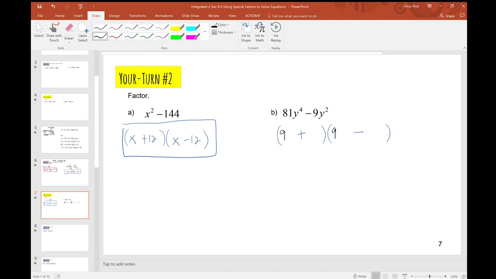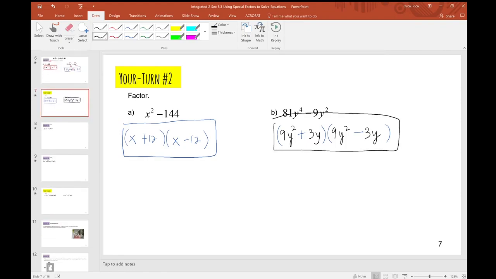What about y to the fourth power? y to the fourth power is y squared times y squared. Okay, and then we also have negative 9y squared. What are the two numbers that will multiply to negative 9? That's positive 3 and negative 3. And what will make y squared? y times y. So these are the factors.